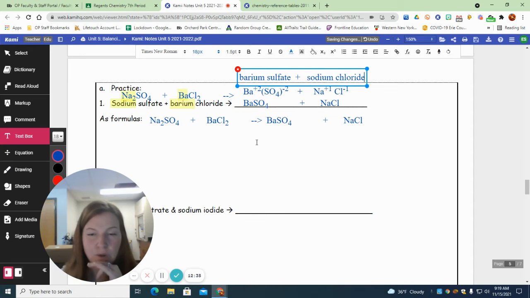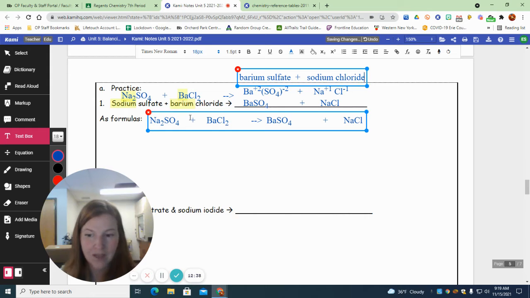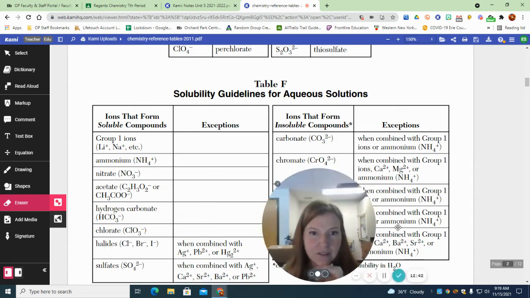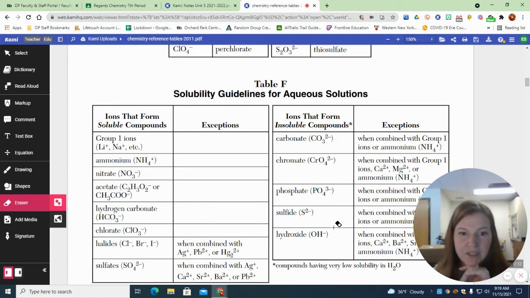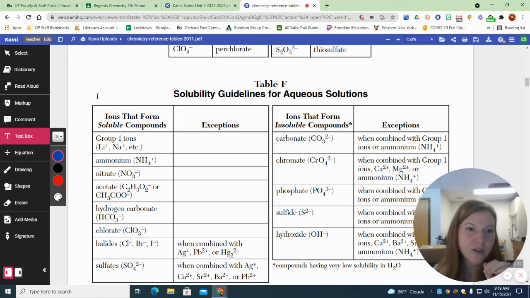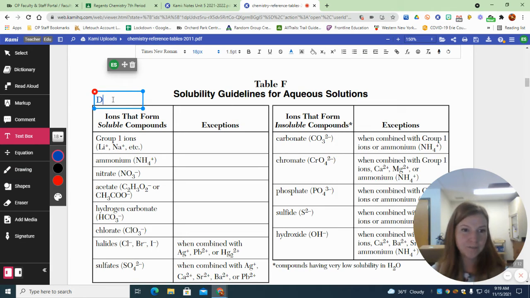So then to ask yourself the question, well, does this happen? Let's talk about Table F. Table F is entitled Solubility Guidelines for Aqueous Solutions. And here's what we have. We have basically 2 separate tables here, okay? The table on the left, we're going to focus on this one first. You can see it says ions that form soluble compounds. Soluble means they do dissolve. So if you have one of these things, we would mark it as aqueous, meaning it does dissolve.